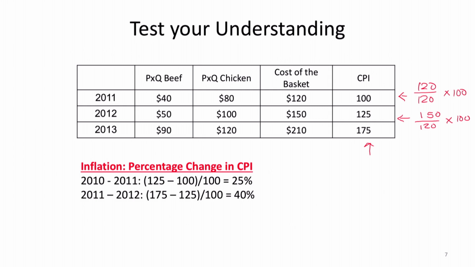In 2013, we take the cost of the basket in 2013, 210, divided by the cost of the basket in the base year, 2011, which is 120, times 100, and that gives us a CPI of 175. Now we can calculate the inflation based on the percentage changes in the CPI. We can see that here, the change from 2011 to 2012 is going to be a rise in prices of 25%. And from 2012 to 2013, we see that the rise in prices is 40%.